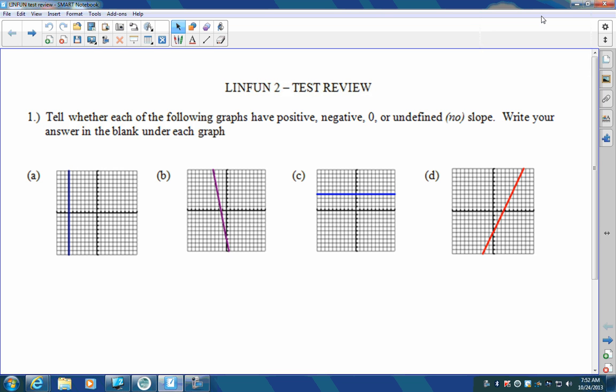All right, looking for your review for this test. The first question on here says, tell whether each of the following graphs has a positive, negative, zero, or undefined slope for each graph. Looking at this one, letter A.